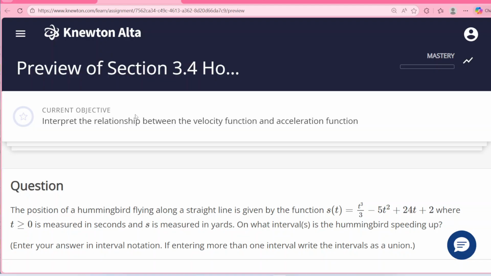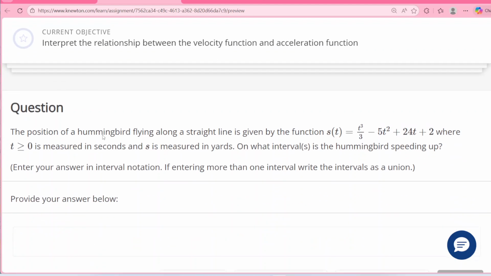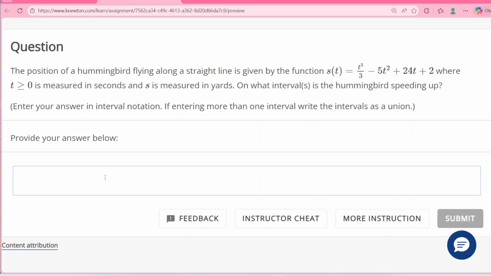Then you have your current objective and a question related to that current objective. And at the bottom of every question, you should be seeing a feedback button. If you see any typographical errors in the question or the answer explanations, you can click on this, send feedback directly to Knewton support, and hopefully they can get back to you soon and help you fix whatever issue you may have.